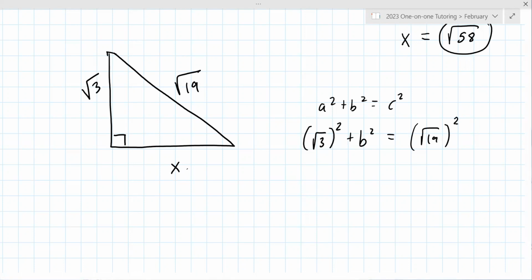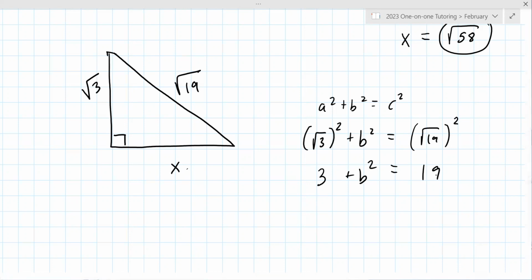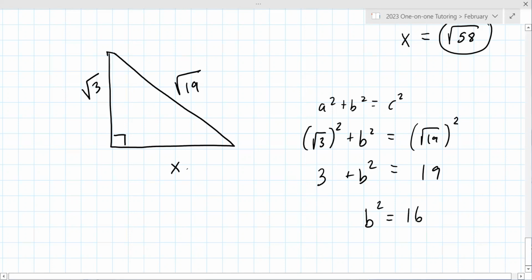What is the square root of 3 squared? That's 3, and 19. So 3 plus b squared equals 19. Subtract 3 and that's going to make it 16. So what does b equal? What is x in this case? It is 4. Good.